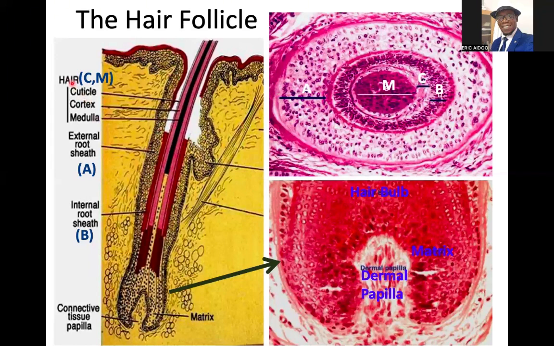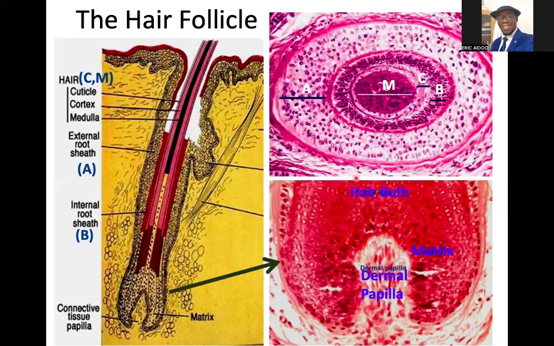Then when we go to C, we have the cuticle and then cortex. So cuticle is superficial to cortex. So we have here C, which will contain cuticle and then cortex. Then we are left with the M, which is the medulla, the middle portion. So that is what we have here.